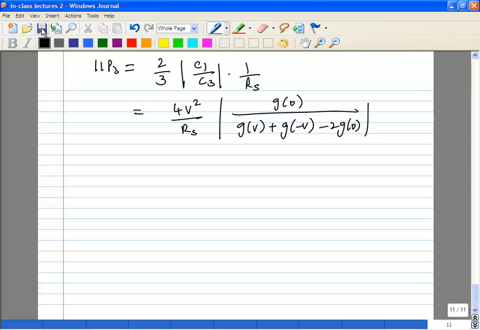IIP3 is always power. Okay, AIP3 would be amplitude. Okay, IIP3 is always in terms of power quantities.